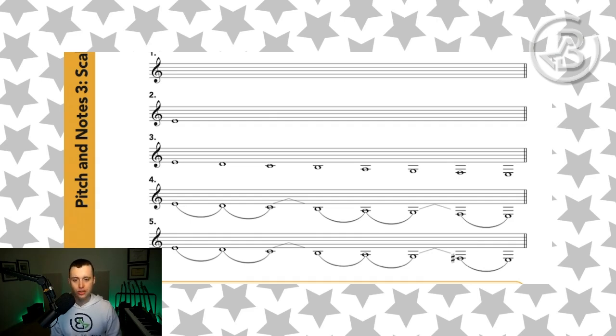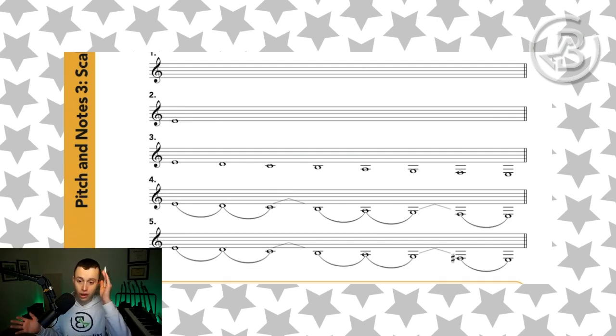Step number 3 is you write one note on every line and space of the staff until you reach the same note you started on, scale degree 1, 1 octave lower. Next step, write in your whole and your half steps from right to left this time.